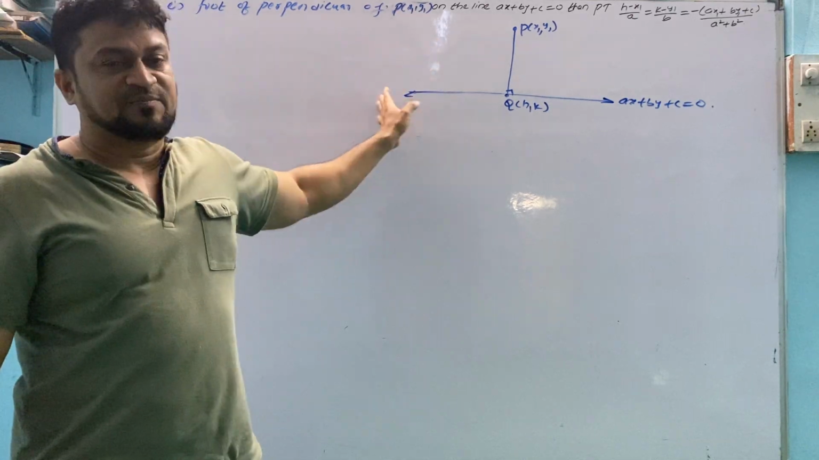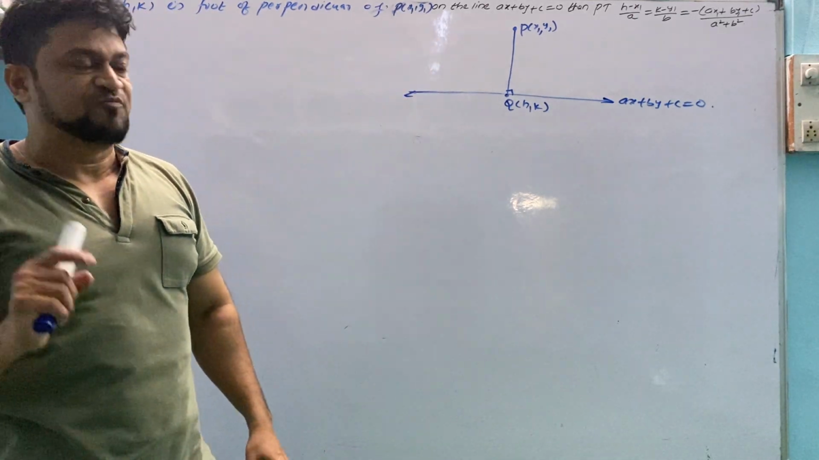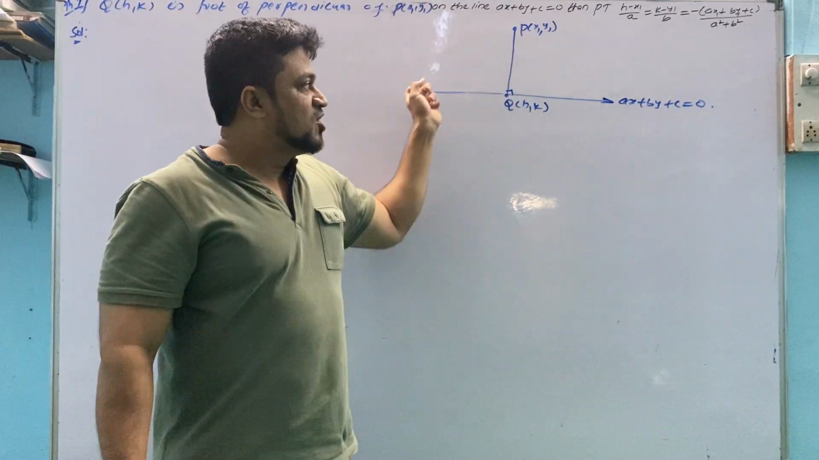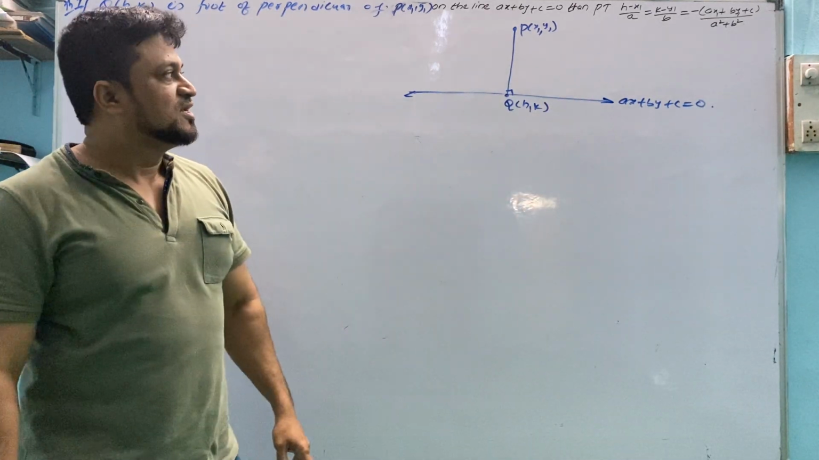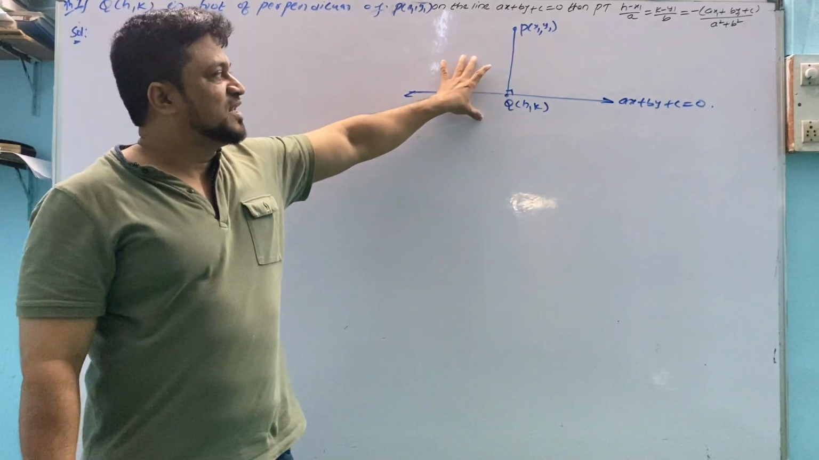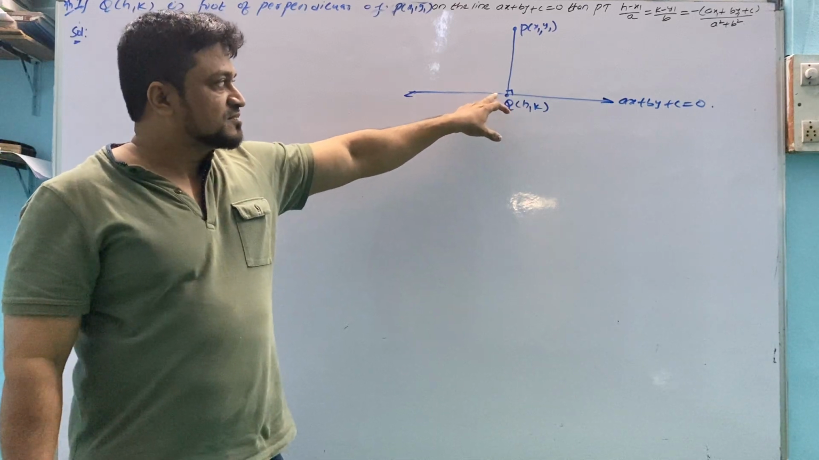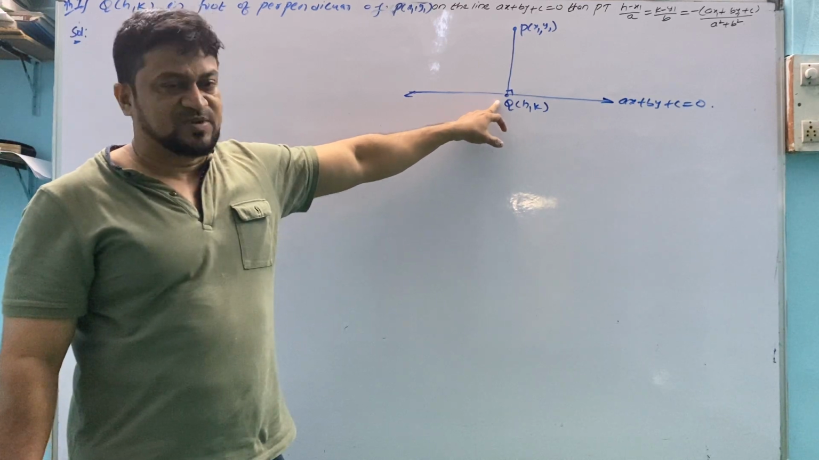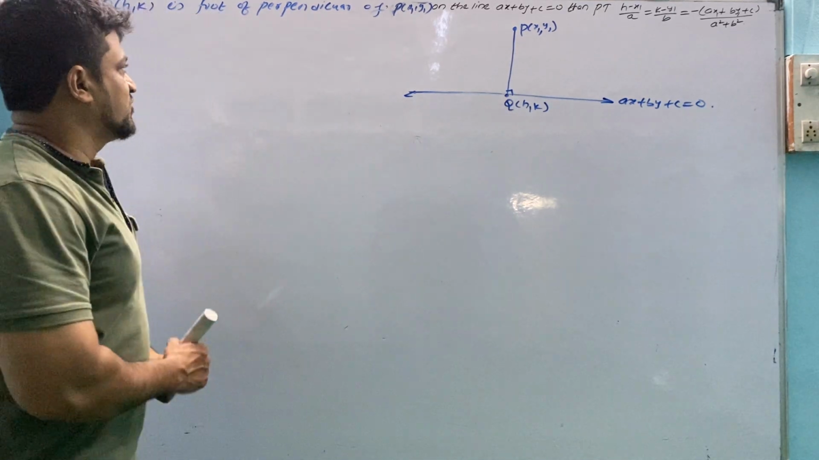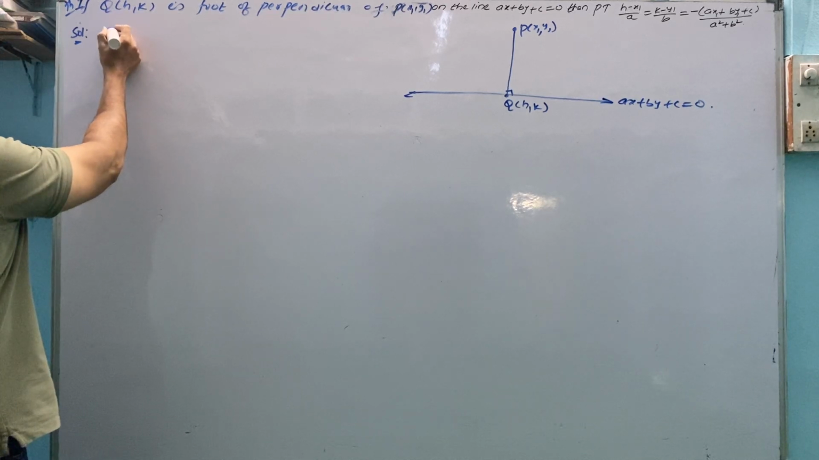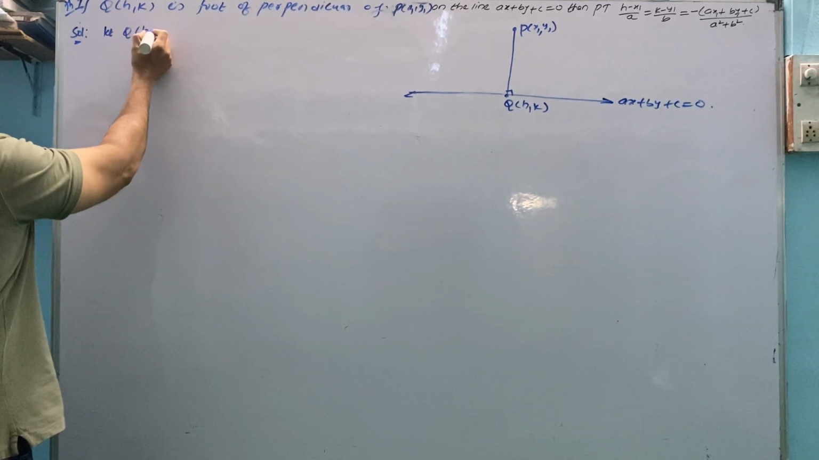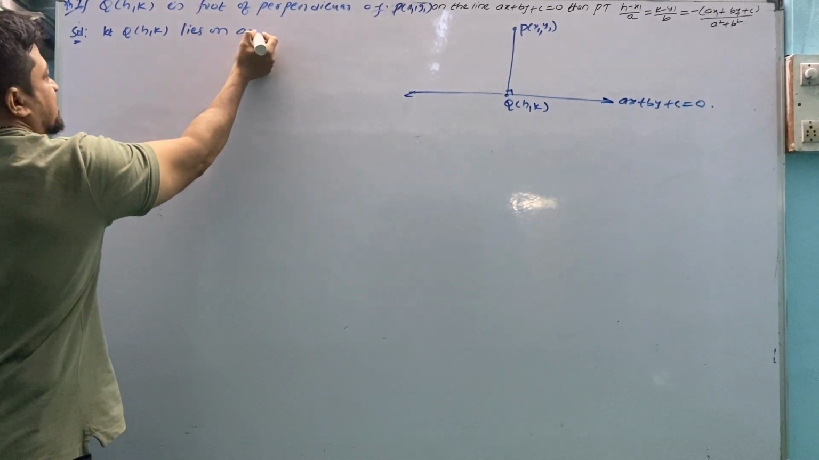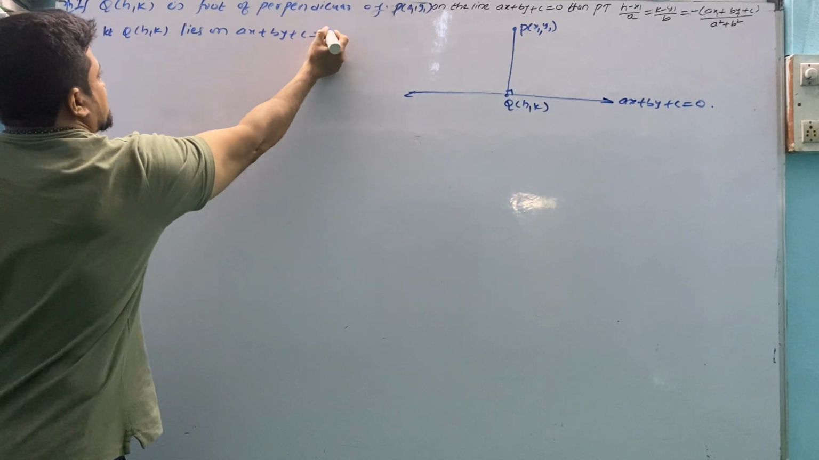Two lines are there, they are perpendicular to one another. They have given the foot of perpendicular: Q(h, k) is the foot of perpendicular of point P(x1, y1) on the line ax plus by plus c. Now by seeing these two lines, we can realize that Q lies on ax plus by plus c. So we have to start by taking, whatever point is given, let Q(h, k) lie on ax plus by plus c equals to 0.